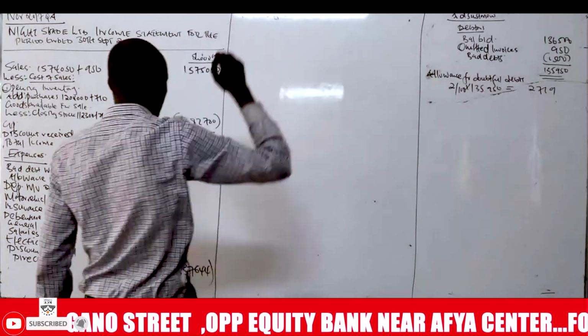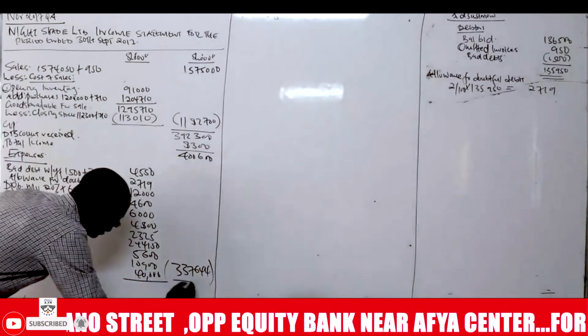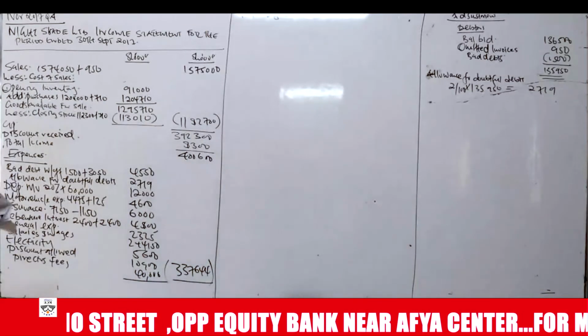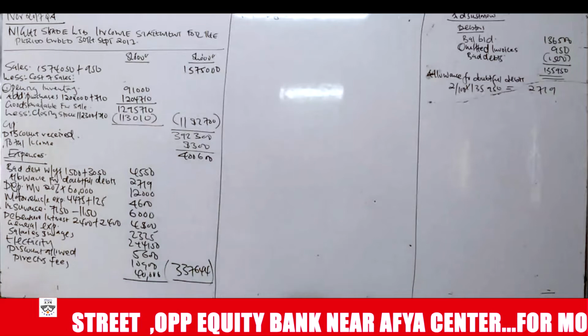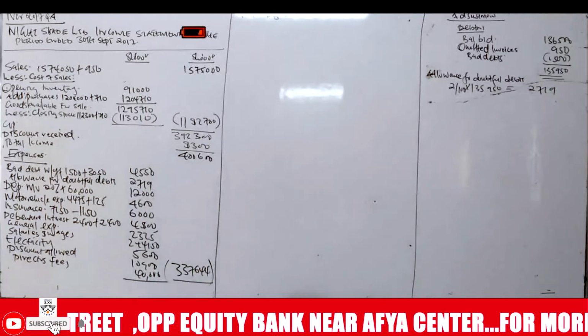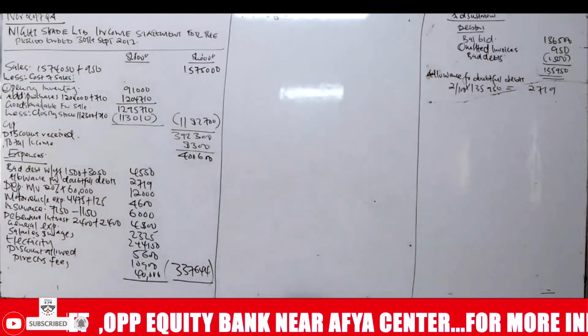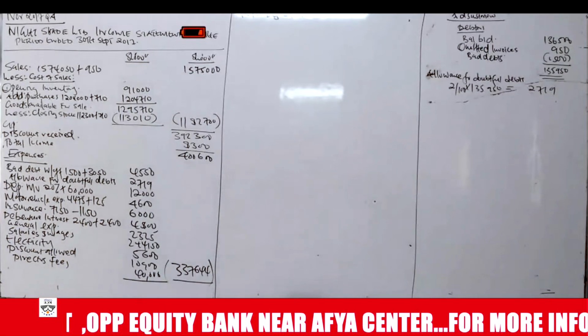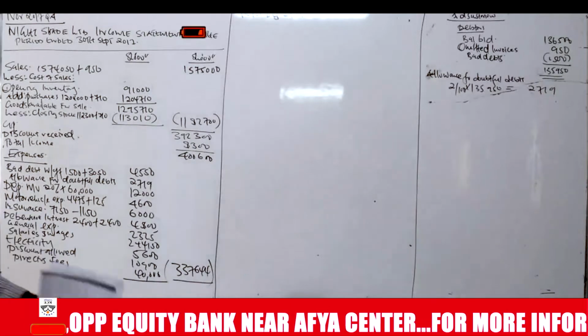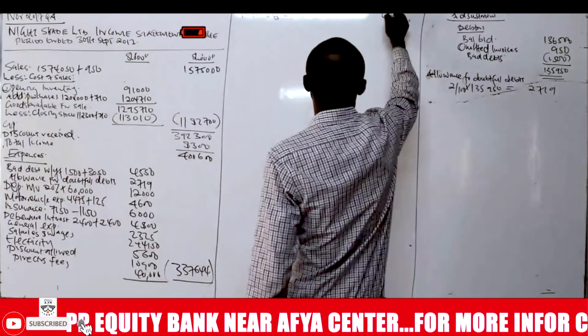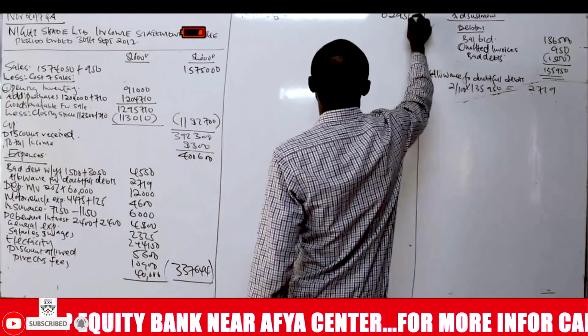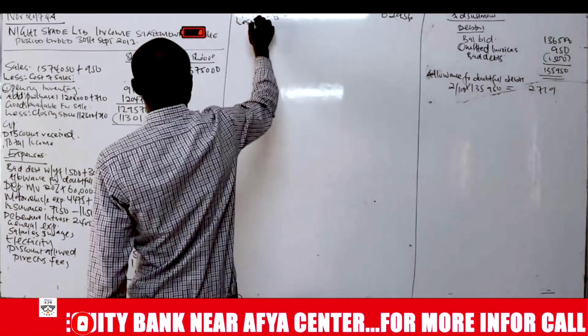So the answer we get here is called profit before tax. The difference. What is it? Profit before tax. 62,950. 62,956. And then we less tax.